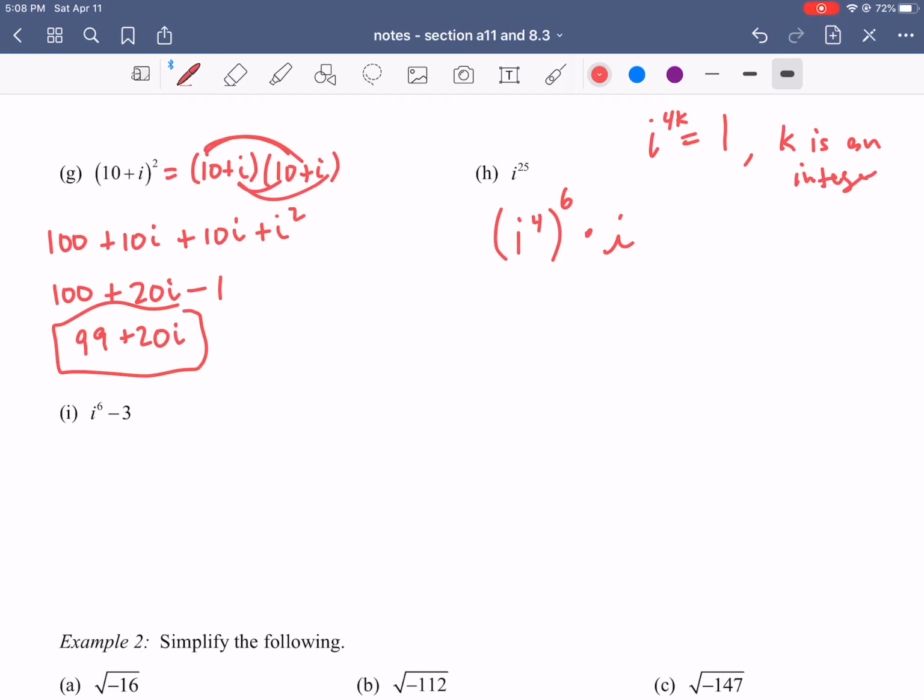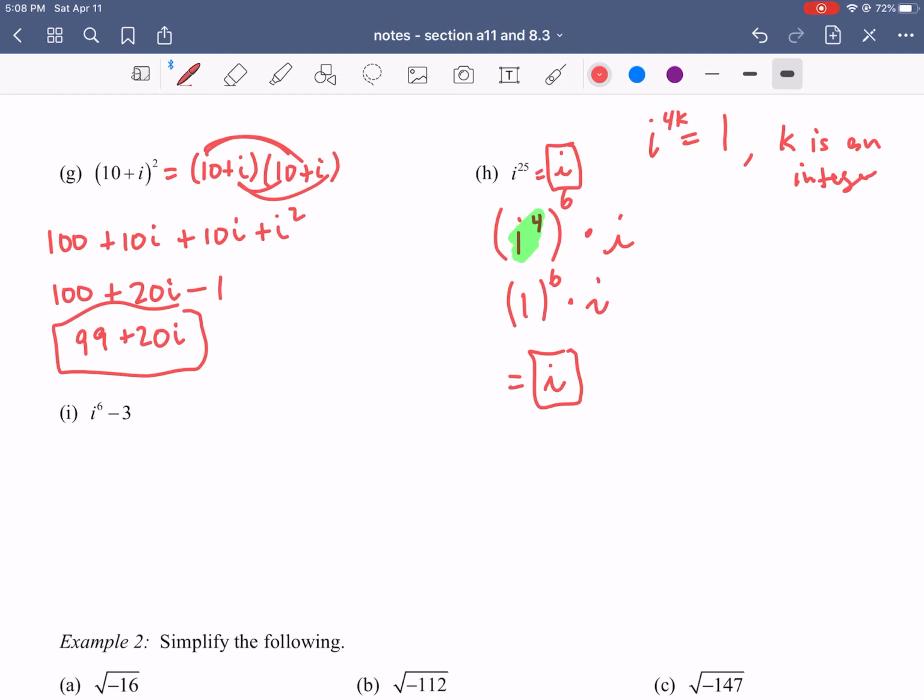Okay, what I'm going to do next is basically use the fact that this i to the 4th is equal to 1, and so this is going to be 1 to the 6th power multiplied by i, and 1 to the 6th, of course, would just be 1, and 1 times i is going to equal i. Okay, so i to the 25th, then, must also equal just i.